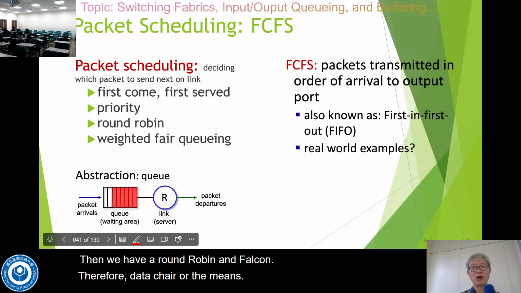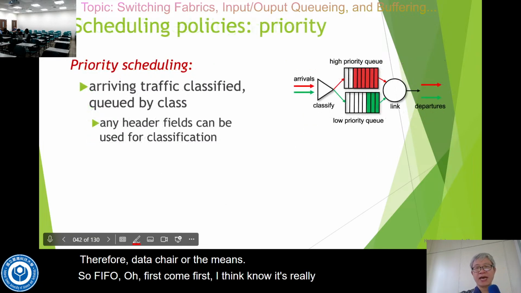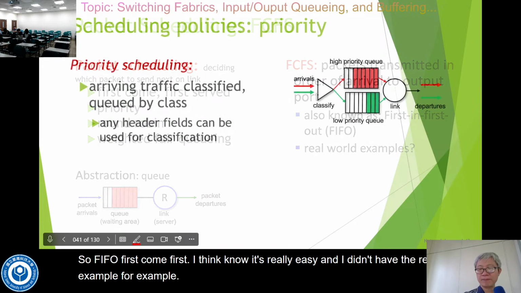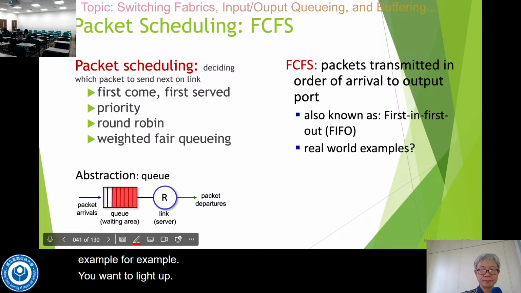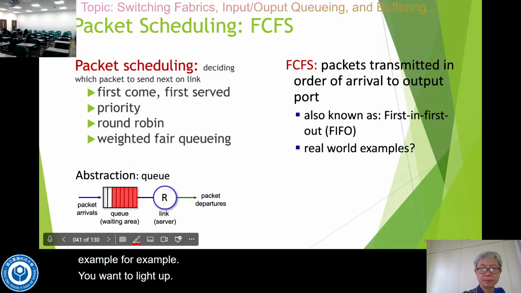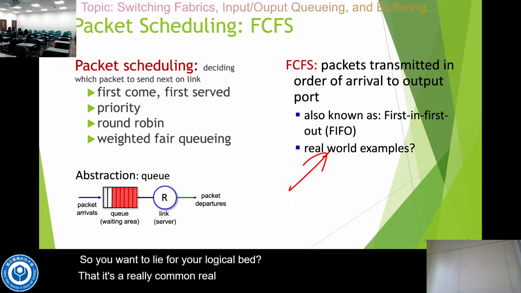So FIFO, or first come, first serve, I think you know it's really easy. For example, you want to line up for your lunch boxes, then it's a really common real world example.